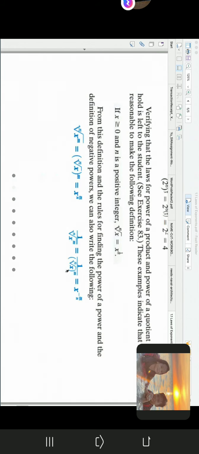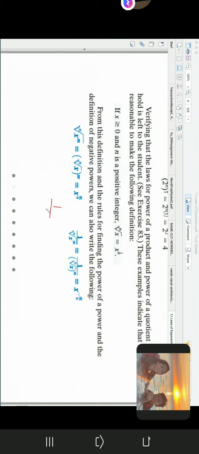Okay, this is the conclusion. From the definition and the rules for finding the power of a power, and the definition of negative powers, we can also write the following. For the negative one, if the power is negative, we can put that in the denominator, like this one, given 1 over nth root of x to the power of m. When you rewrite it, if you want it not to be a fraction, you can write it this way. Since it is negative, it goes to the denominator. That is the rule, right?